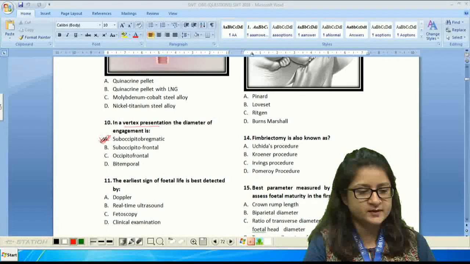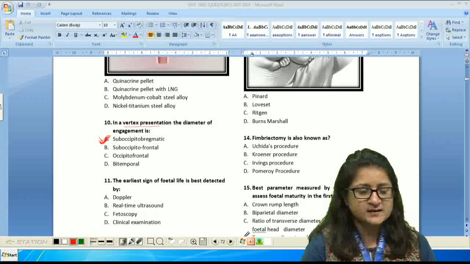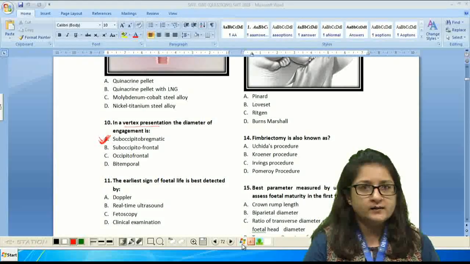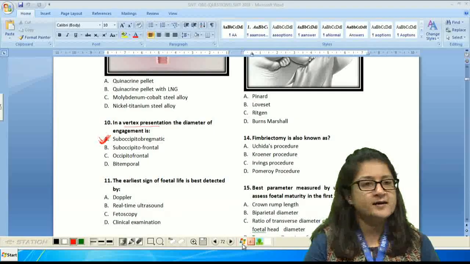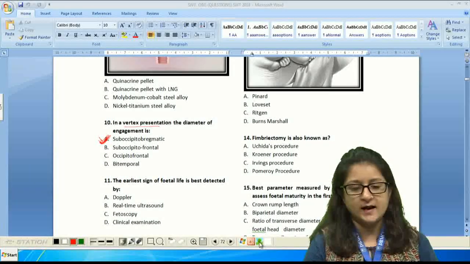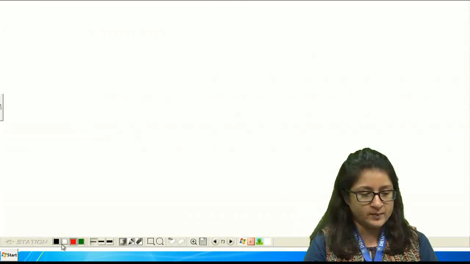It is suboccipito-bregmatic, all right? So knowing the diameters of the skull and knowing the dimensions of the pelvis are very, very important, all right? Why is it important? Because simple one-liners are often asked from these topics, all right?